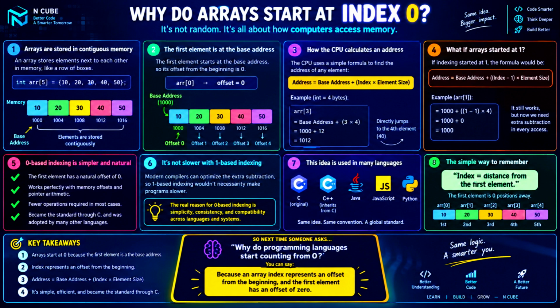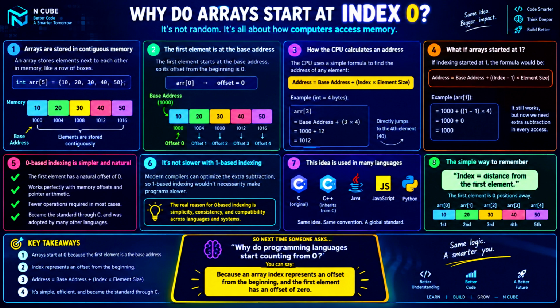The bigger reason is that zero-based indexing fits naturally with memory offsets and pointer arithmetic. The first element has a natural offset of 0, which works perfectly with memory offsets and pointer arithmetic. Fewer operations are required in most cases. It became the standard through C and was adopted by many other languages. This is the fifth step.